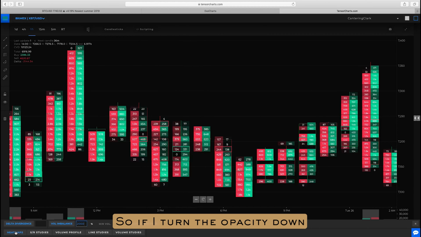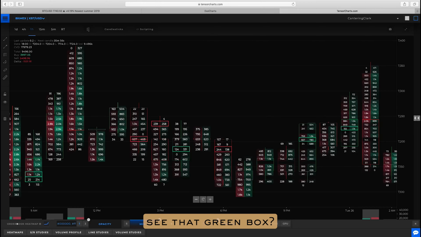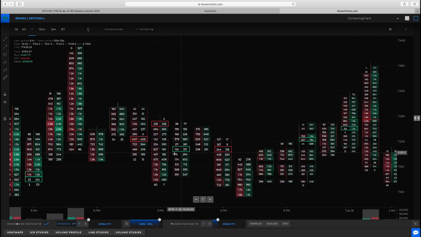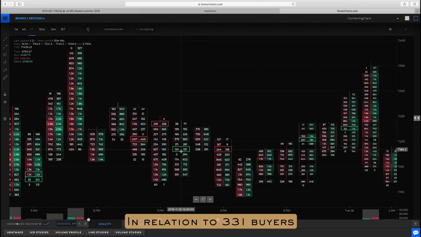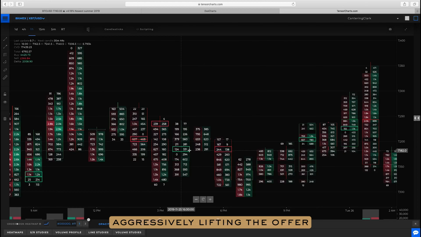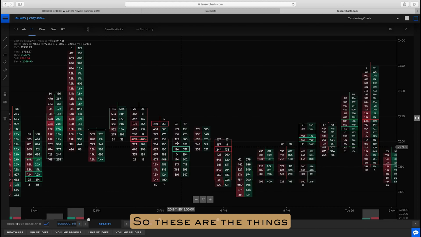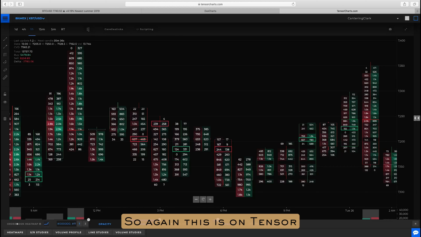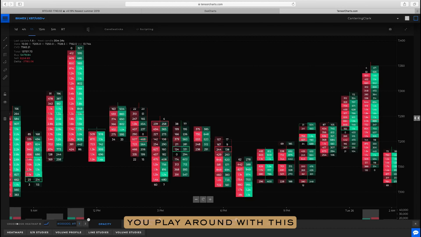So if I turn the opacity down, see that green box? That means that there's a massive buy imbalance. And you can see that there's 0 sellers hitting the bid right here at this portion, in relation to 331 buyers aggressively lifting the offer. So these are the things you cannot pick up on when you're just looking at a Japanese candlestick chart. So again, this is on Tensor, and I would suggest you play around with this.